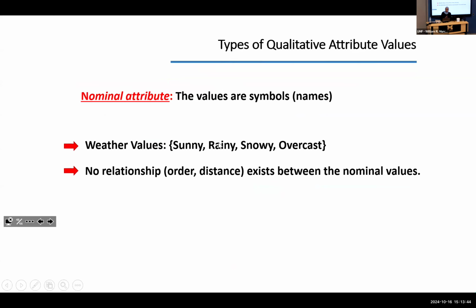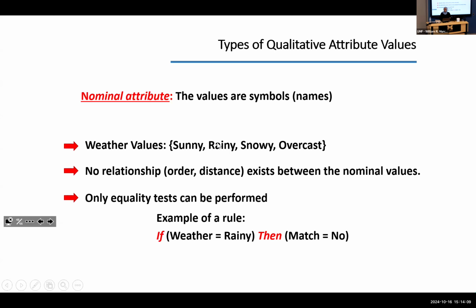So how do you recognize nominal attributes? The rule says that between nominal attributes, there is no relationship of order. So what would I use them for if there is no order? If there is no relationship of order between the nominal values, there is a more important relationship, which is whether two values are equal or not, okay? This is very useful for test cases in algorithms. For example, if the weather is equal to rainy, then the match is equal to no. So here I did a test of equality, okay?